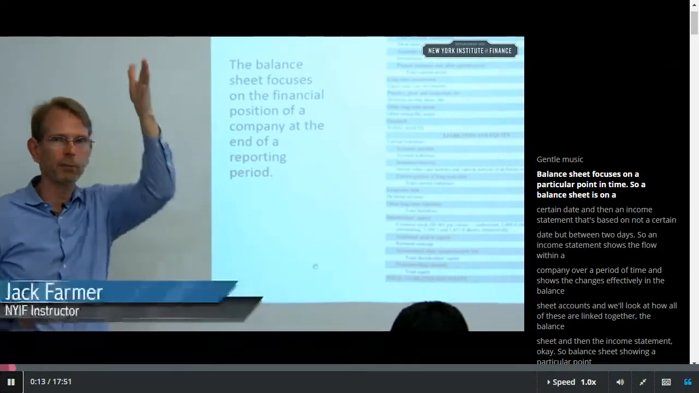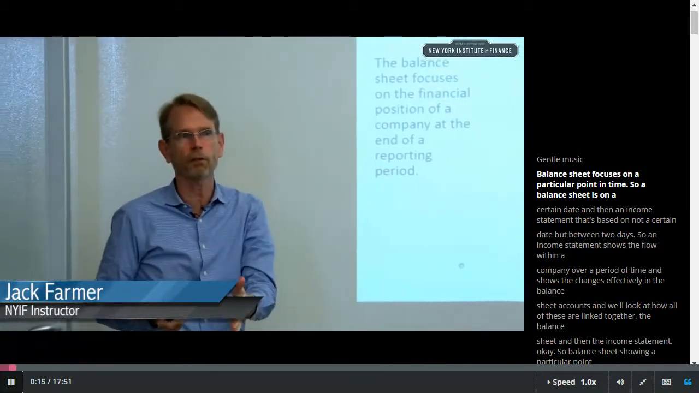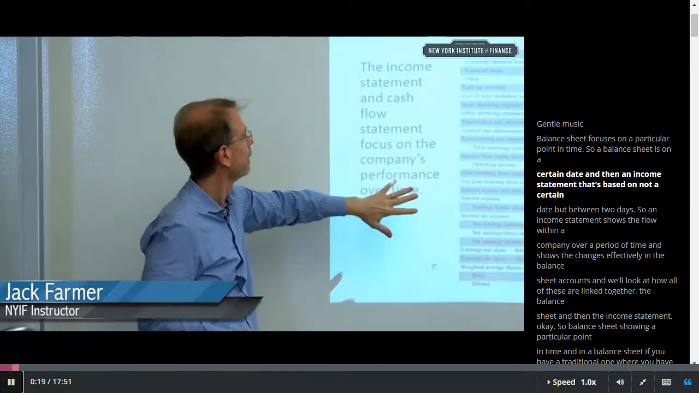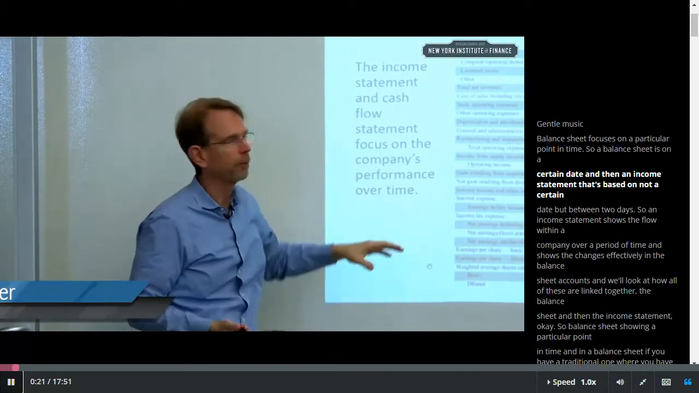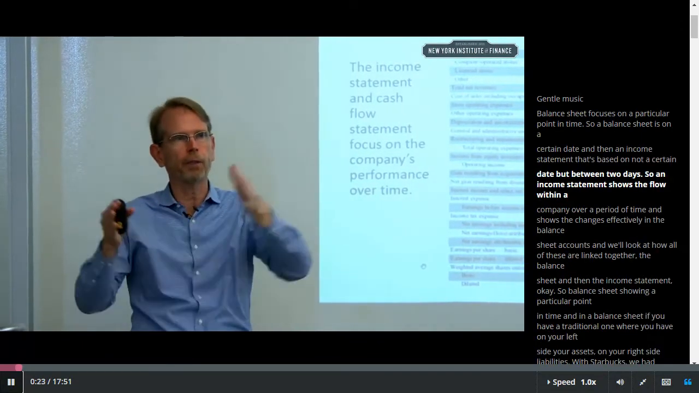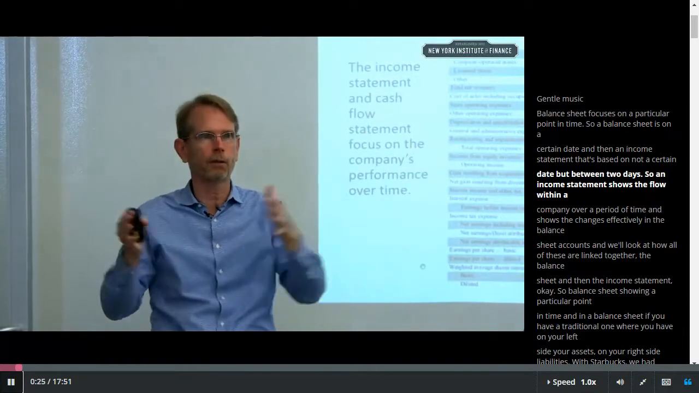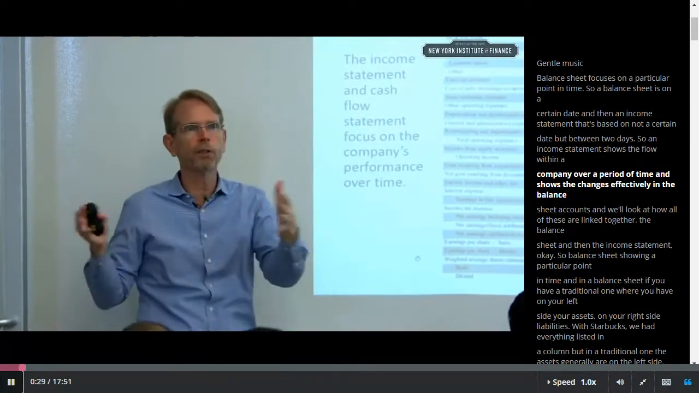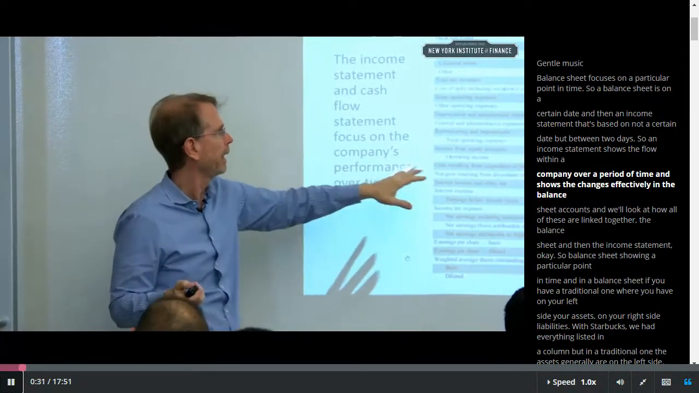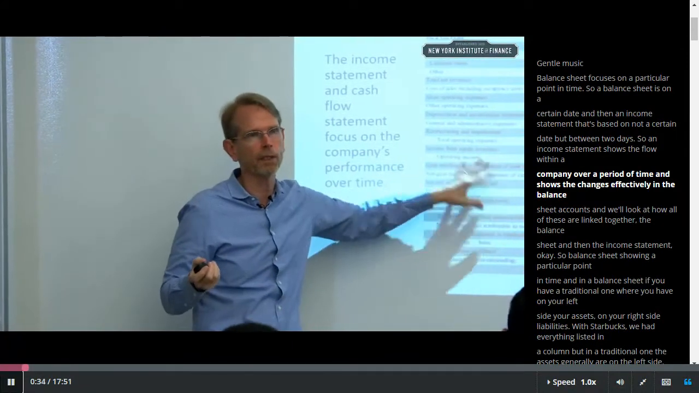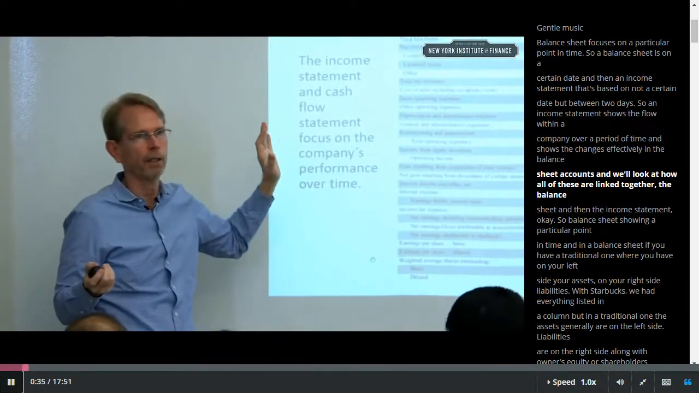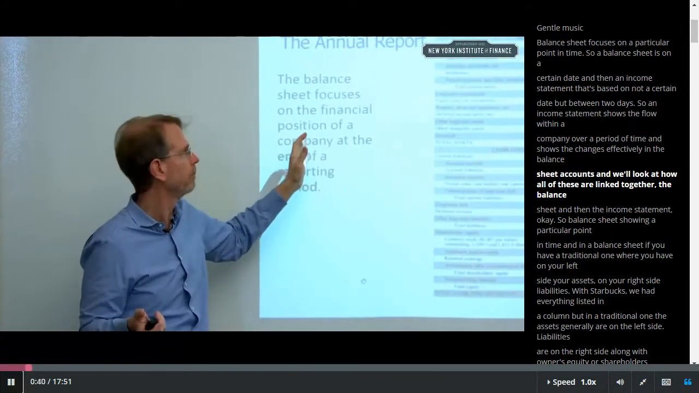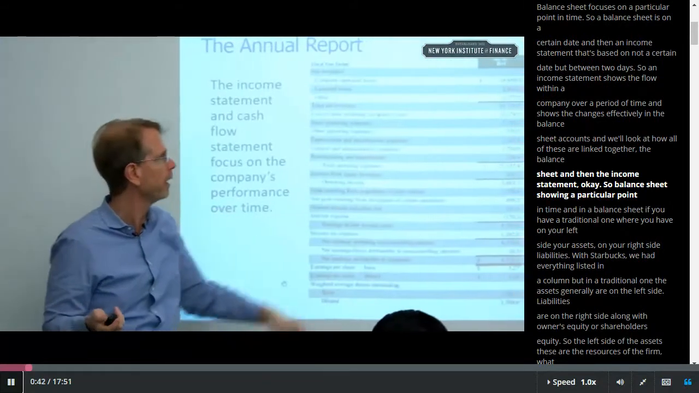Focuses on a particular point in time, so a balance sheet is on a certain date, and then an income statement is based not on a certain date, but between 2 dates. So an income statement shows the flow within a company over a period of time and shows the changes effectively in the balance sheet accounts. And we'll look at how all of these are linked together, the balance sheet and then the income statement.